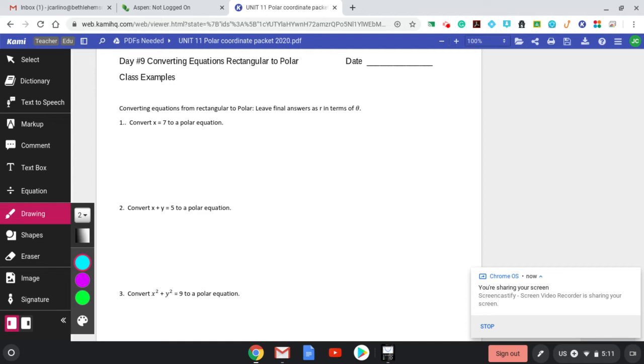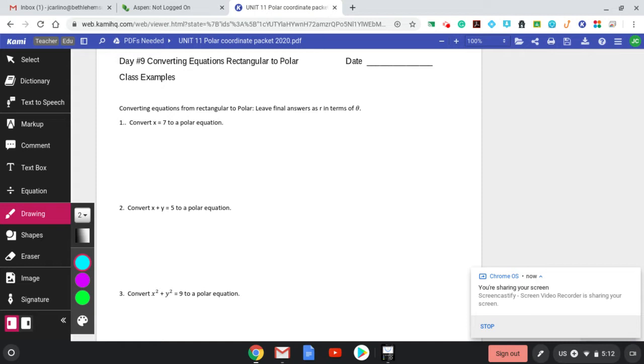All right, guys, we're on to day 9, converting equations from rectangular to polar. We've had practice converting rectangular coordinates to polar, but now we're actually going to do equations. And I'm going to be honest with you guys, it's going to get a lot tougher than it has been already in the unit. So I'm asking you, begging you guys to reach out to me, come to the Google Meets, and ask all the questions you need to, because it is going to start getting tough.